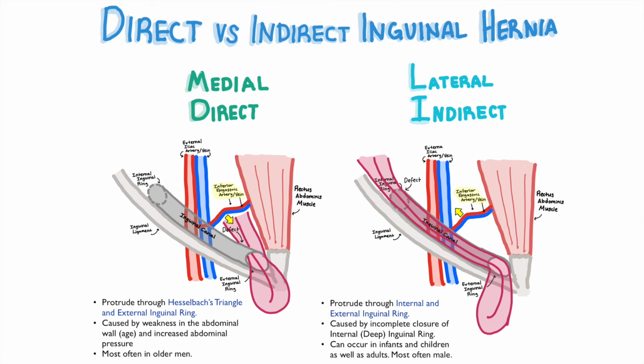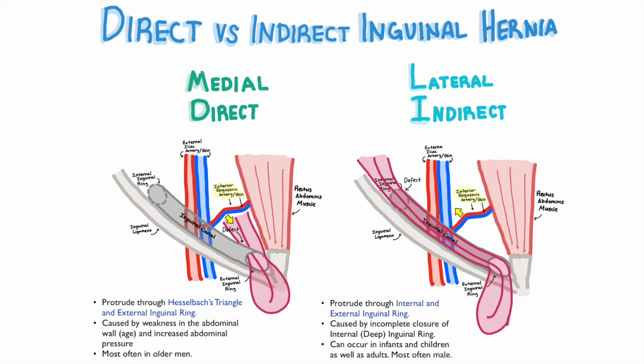Since abdominal walls weaken with age, direct hernias tend to occur in the middle-aged to elderly population. These types of hernia can occur as a result of increased abdominal pressure, such as when someone is doing some heavy lifting or coughing. As the yellow arrow indicates in the diagram, the direct hernia occurs medially to the inferior epigastric vessels.